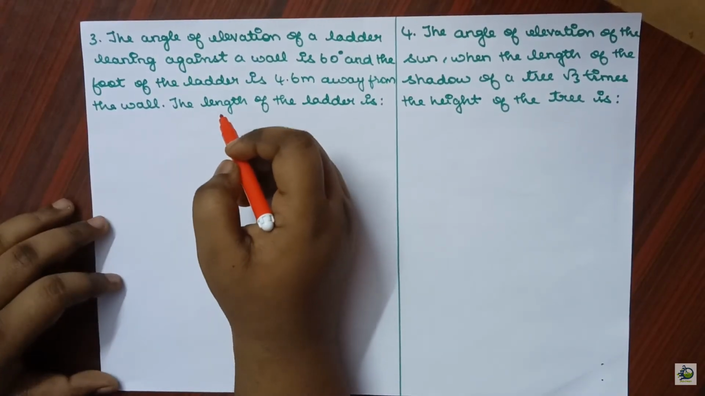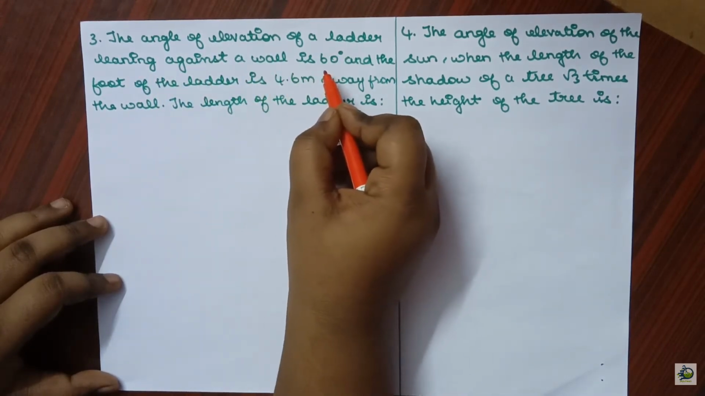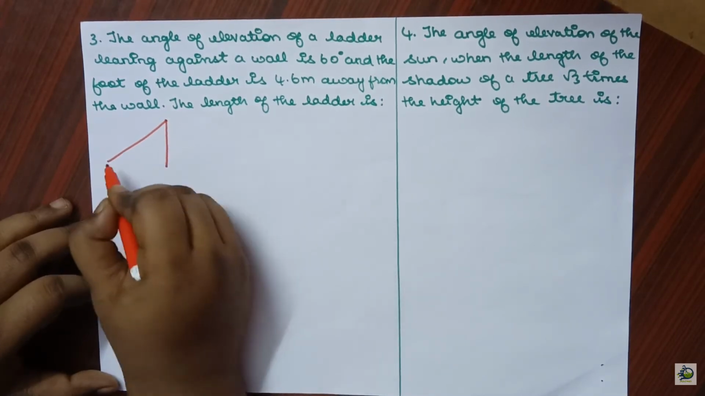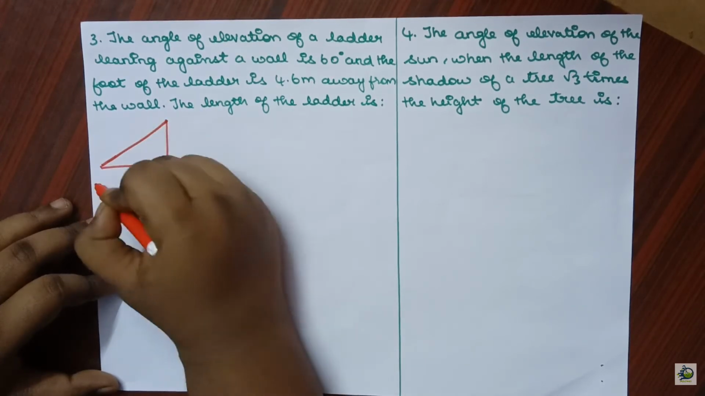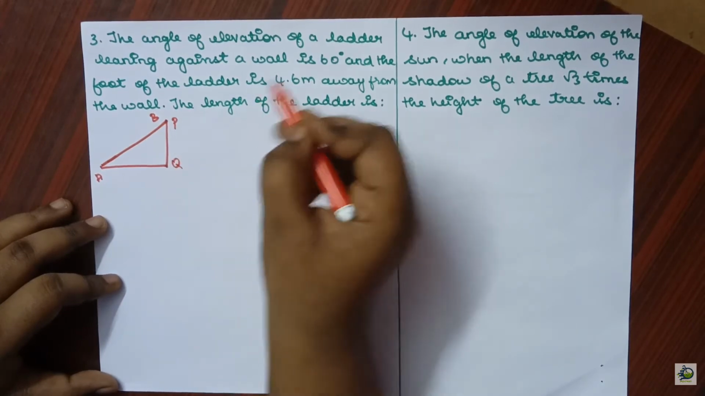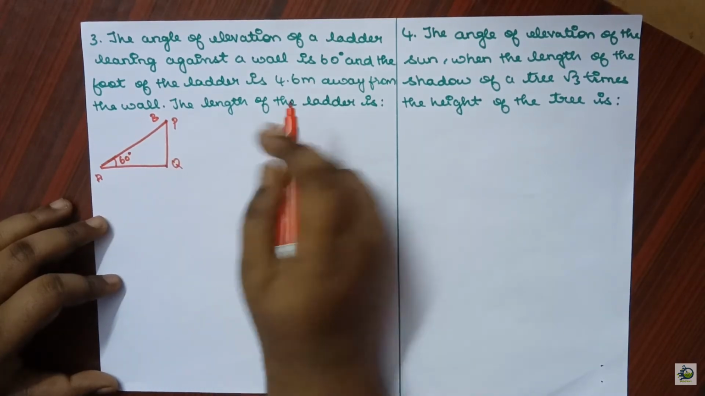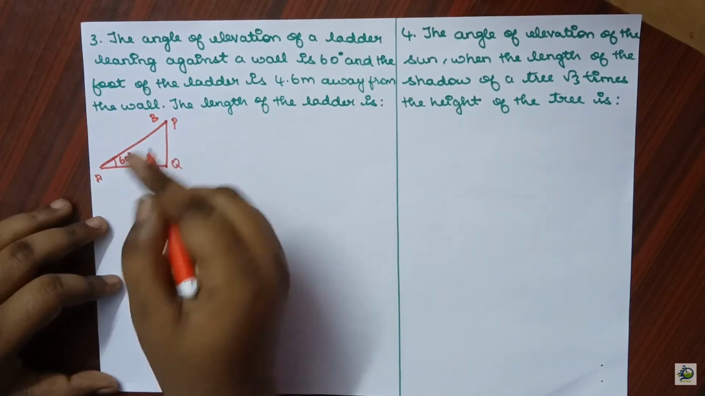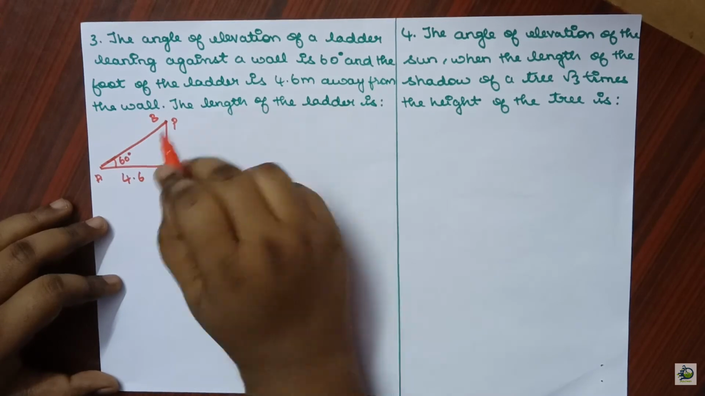Now let's move on to another question. The angle of elevation of a ladder leaning against a wall is 60 degrees. So a ladder is leaning against a wall. Okay, so I will draw it like this. So this is the ladder. Let us consider the ladder as AB and the wall as PQ. It is leaning at 60 degrees, and the foot of the ladder is 4.6 meters away from the wall. So the distance AQ is nothing but 4.6 meters.